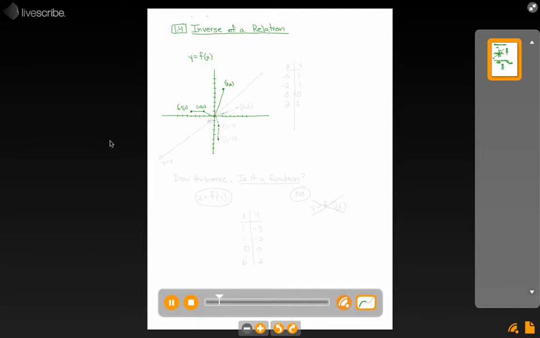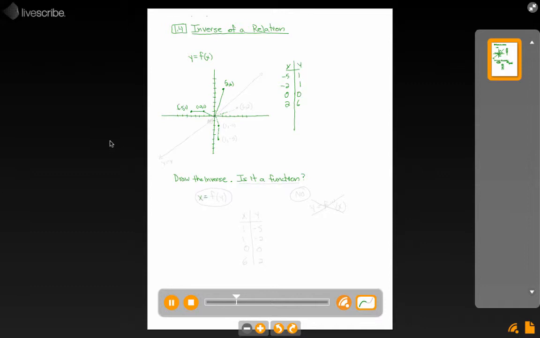Another way of giving that would be to give you a table of values and just give you some of those values in the table. So (-5, 1), (-2, 1), (0, 0), and (2, 6) are the points that I have used to draw this. A real common question in 1.4 is to first of all draw the inverse, and then we'll be asked, is it a function? So to draw the inverse, you literally switch x and y.